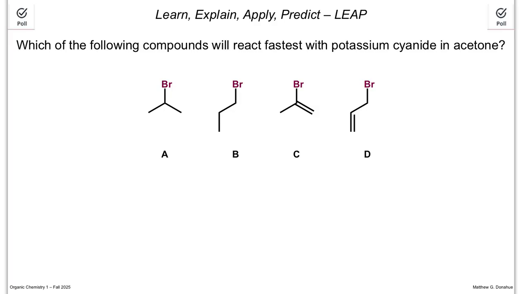So let's do the Monty Hall problem here. Not sure I understand that problem completely, but which one can we totally eliminate from contention? So C is out. That's an sp2 hybridized carbon, and we cannot do SN2 on that. So we have A, B, and D. So of those, which one's going to be the winner?